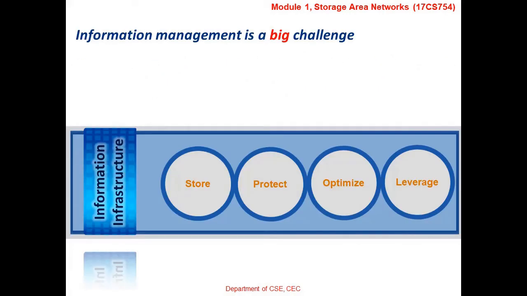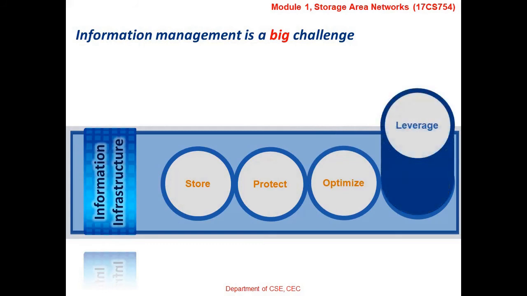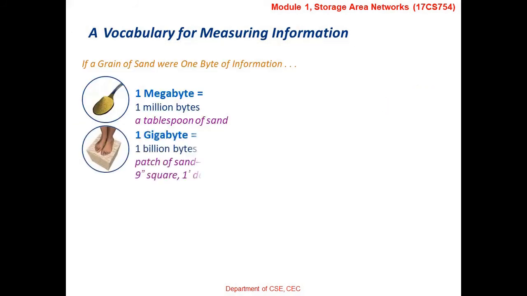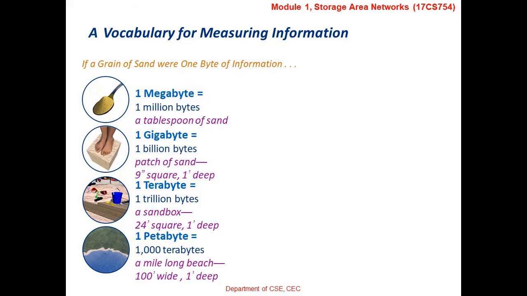Information management is a big challenge. Information management involves storing the information, protecting it, optimizing, as well as leveraging the information that we are going to handle or store. So all these activities are a part of the information management process. Let us briefly look at the vocabulary that is used for measuring the information.